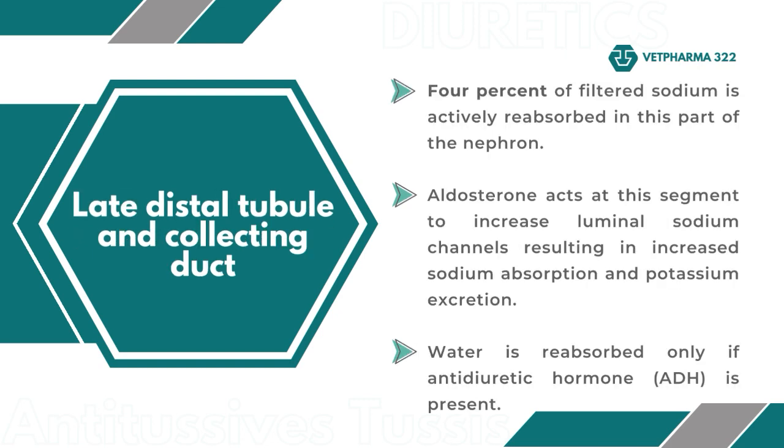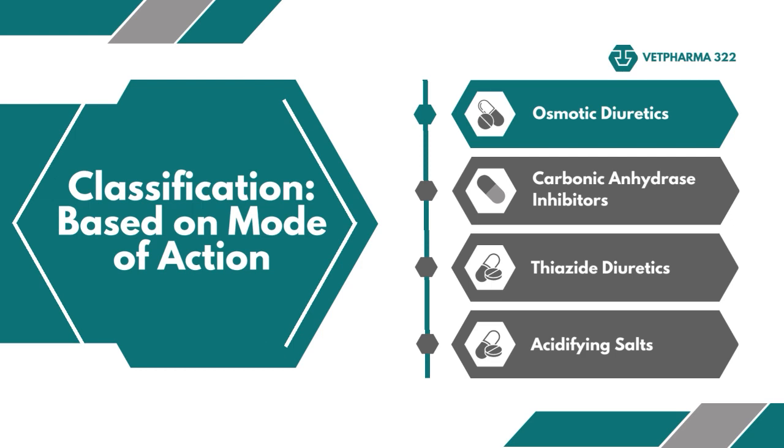In the late distal tubule and collecting duct, 4% of filtered sodium is actively reabsorbed in this part of the nephron. Aldosterone acts on this segment to increase luminal sodium channels, resulting in increased sodium absorption and potassium excretion. Water is reabsorbed only if antidiuretic hormone is present. Diuretics are classified based on their mode of action.